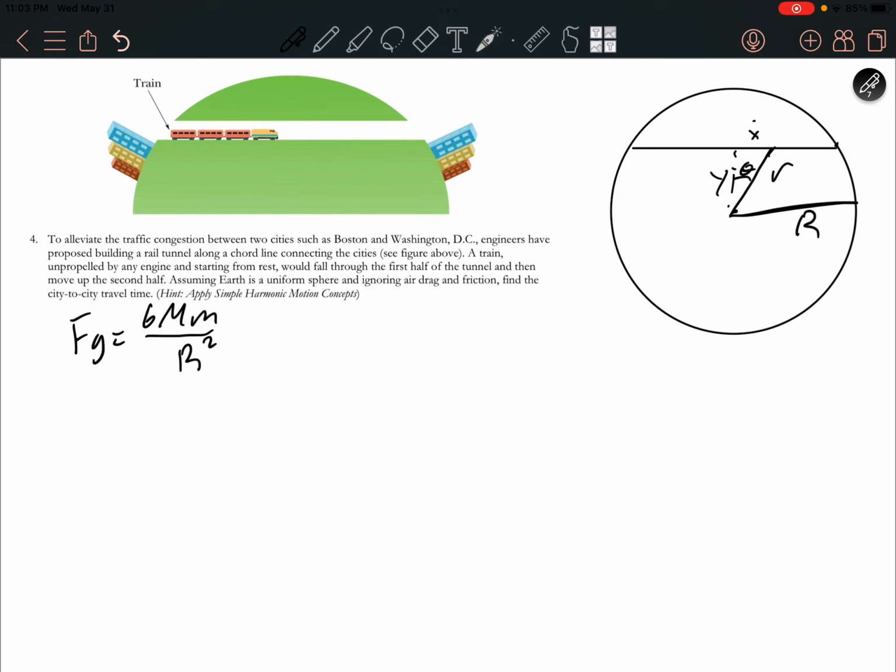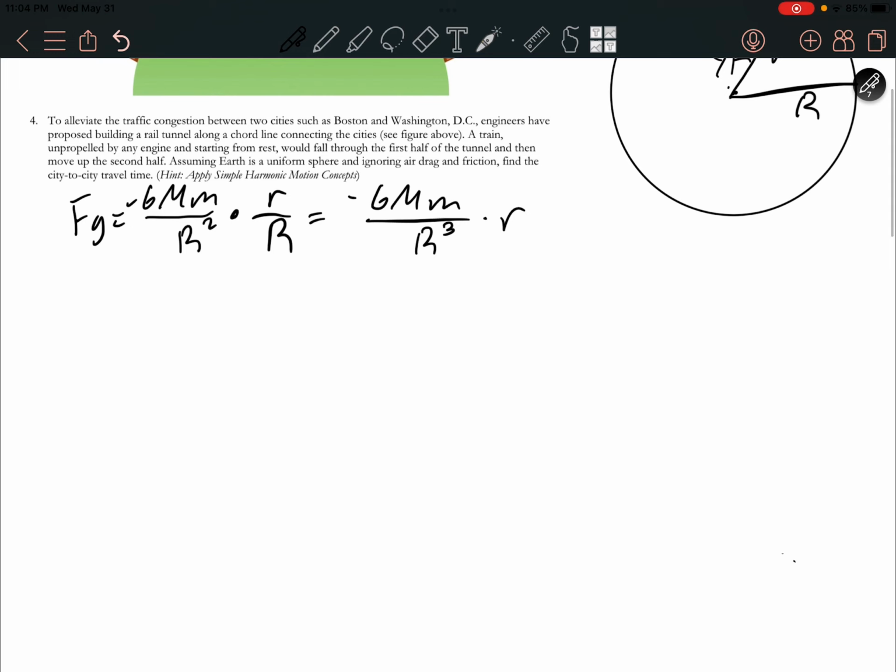And how we're able to do that is we can multiply it by the proportion little r over big R, as this will only get the proportion of mass that actually is affecting it, aka the mass of the volume inside of the radius due to wherever the train is on that chord. So this will give us the equation negative G big M little m over big R cubed times little r.